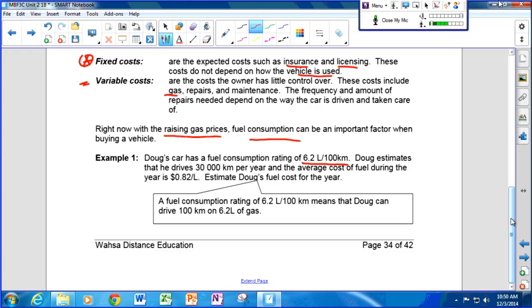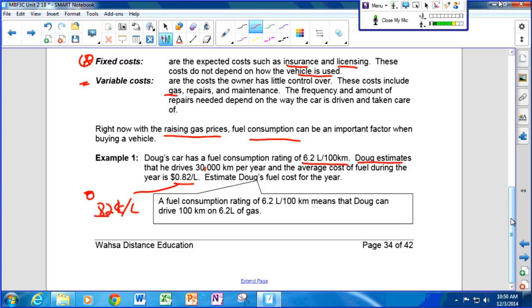So they do liters per 100 kilometers, and then we end up with some sort of normal looking numbers. We don't have to have a lot of zeros in them. So it says here, Doug estimates that he drives 30,000 kilometers per year, and the average cost of fuel was 82 cents per liter. Now be careful here, because sometimes they will write it that way, and then sometimes they'll write it as $0.82 per liter. So do be careful, because when you're given it in cents, you have to divide that by 100 to come up with dollars per liter. So just watch that.